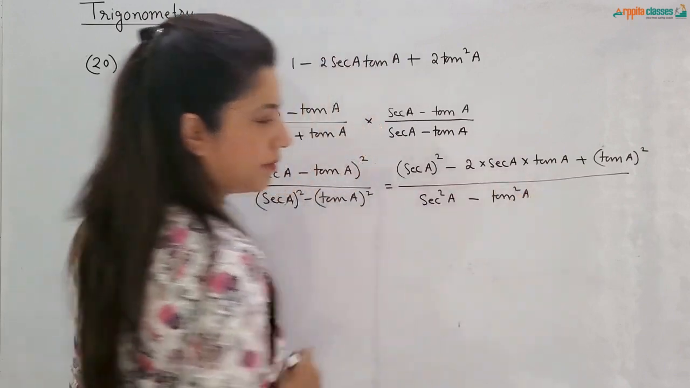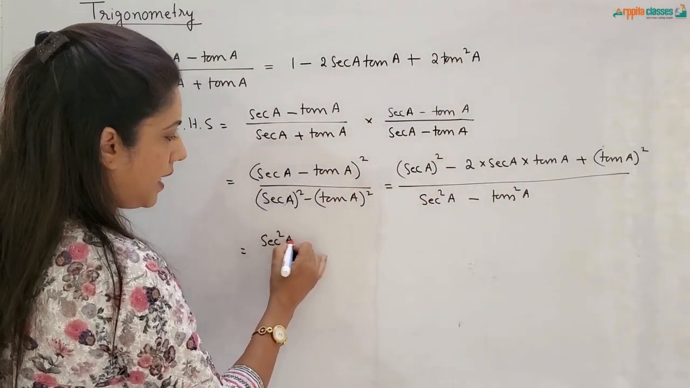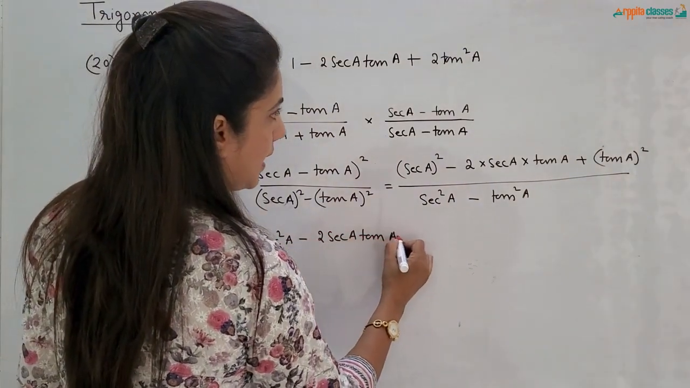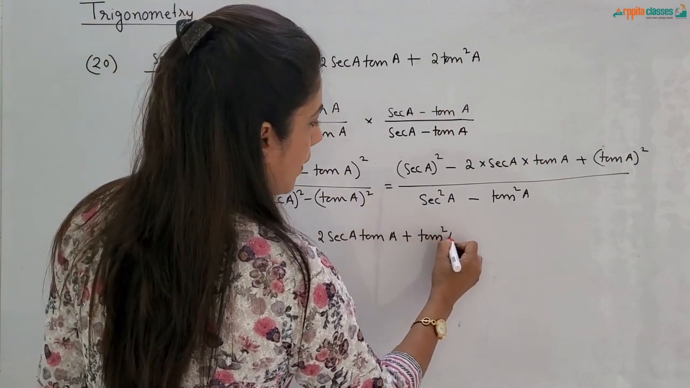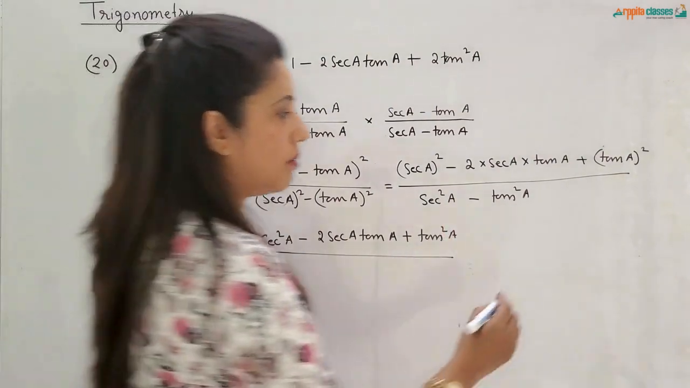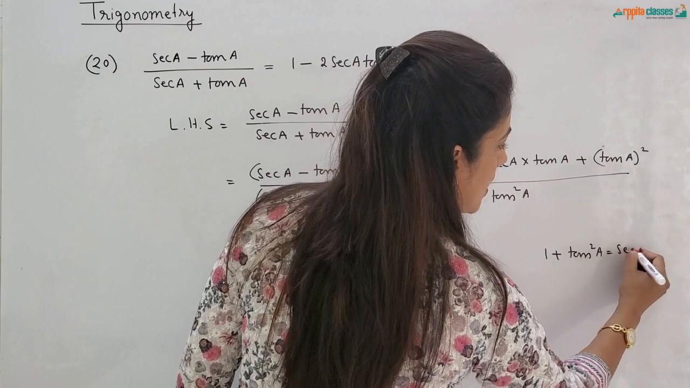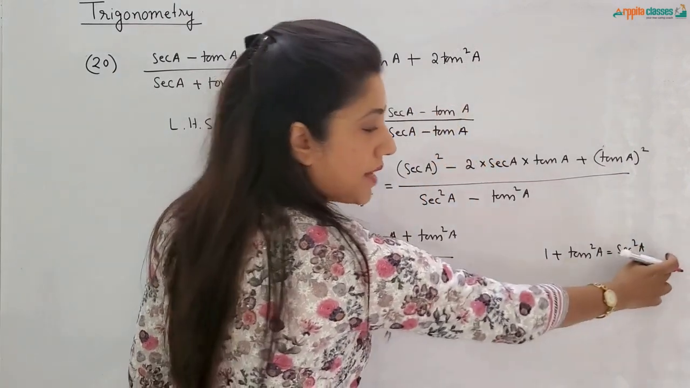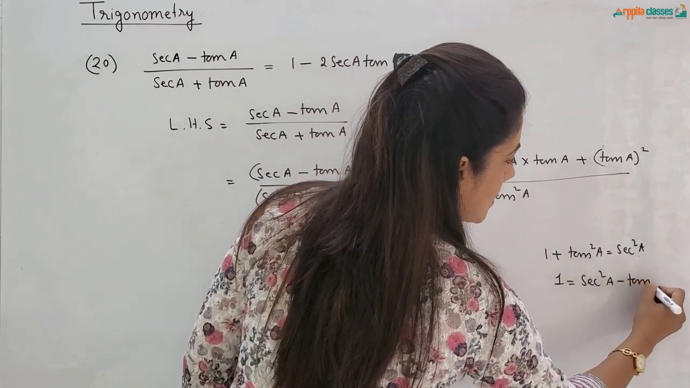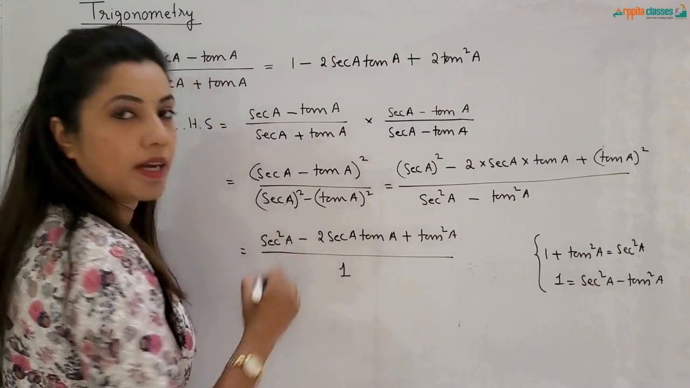Now, sec A whole square can be written as sec square A minus 2 sec A tan A plus tan square A divided by, this can be written as 1 because we have 1 plus tan square A is equal to sec square A. If I get tan square A that side, I get 1 is equal to sec square A minus tan square A. So in place of sec square A minus tan square A, I can write 1.